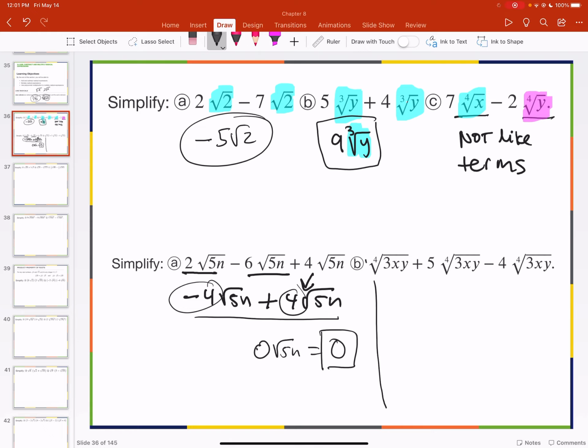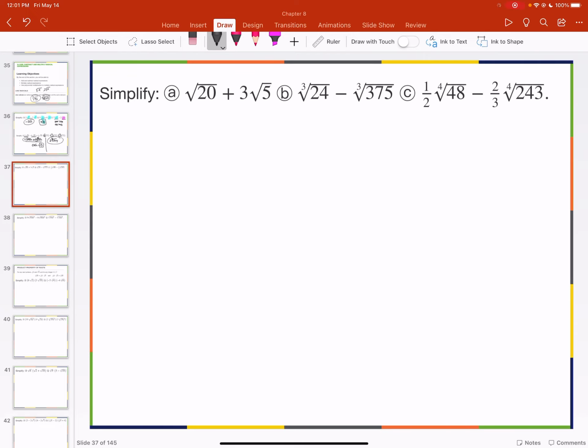Okay, so now here, this is 1, 3x, fourth root of 3xy plus 5 minus 4. In other words, we just look at the numbers. So 1 plus 5 is 6, minus 4 is 2, and then whatever the radical was. It was fourth root of 3xy. Okay, sometimes it's not always given to you that nicely, right?